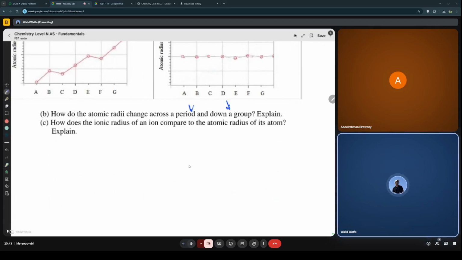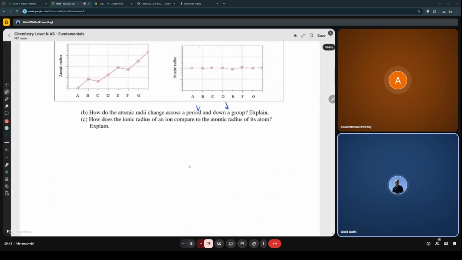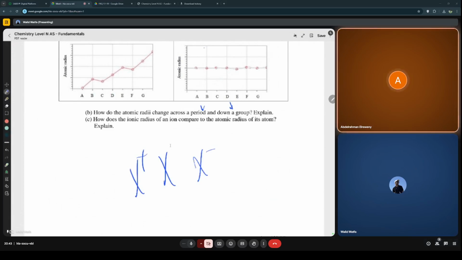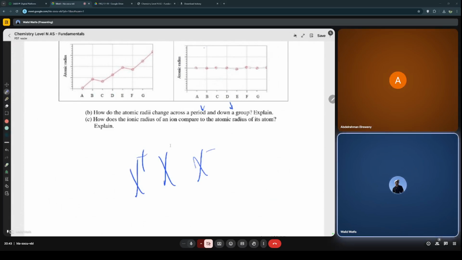How does the ionic radius of an ion compare to the atomic radius of its atom? Before this, let's look at X minus and X plus. Which one has a greater atomic radius? X minus. Which one has the smallest? X plus. Okay, so let's give a small explanation.